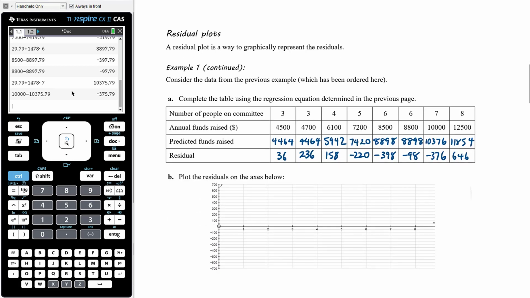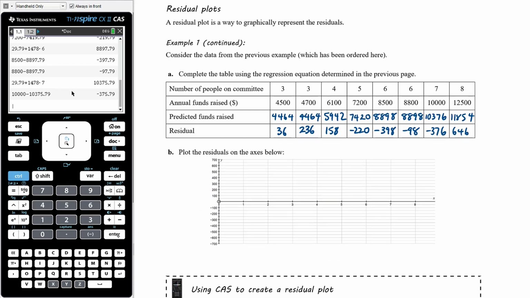Okay, so now if we actually look at plotting our residual values, for a committee of 3 people, our residual is 36, so I'm not going to be able to be super precise on this scale, but somewhere in here. We also have another data point for a committee of 3 people, 236, so 236 somewhere up here. Committee of 4 people, residual is 158, it's 150, so really just very much just past there. Committee of 5 people, negative 220, negative 100, 200, so just past there.